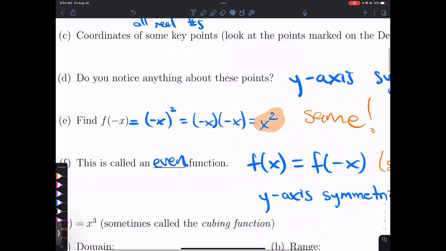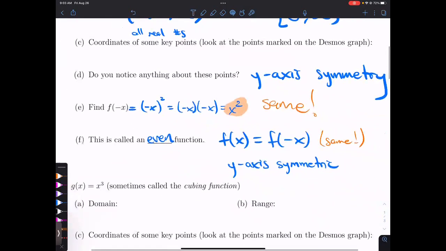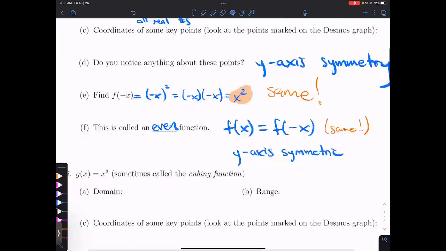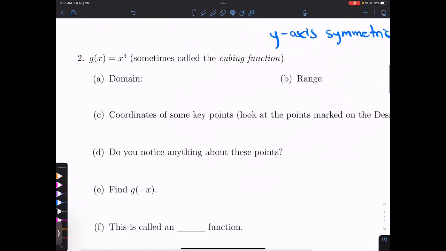That's a property that we call being an even function. Again, it means that these things are identical and that it has y-axis symmetry. Those ideas are pretty much tied together, right? Y-axis symmetry means it's even if it's a function, and an even function has y-axis symmetry. So the thing I asked you to do was to do the same stuff for x cubed.